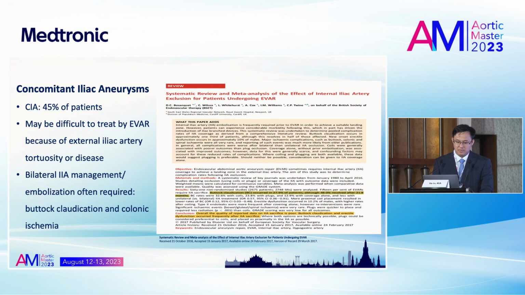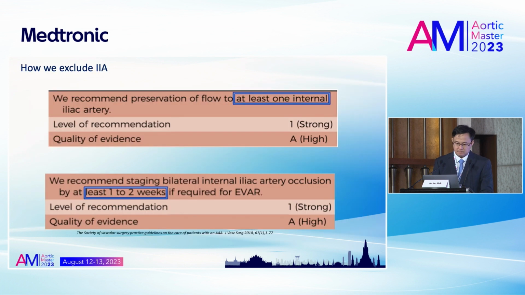The problem is that if you extend the common iliac and lock the internal iliac, maybe you have pelvic ischemia. The guideline recommends occluding only one internal iliac artery, with a strong 1A recommendation, and after that you do the endo wrap.